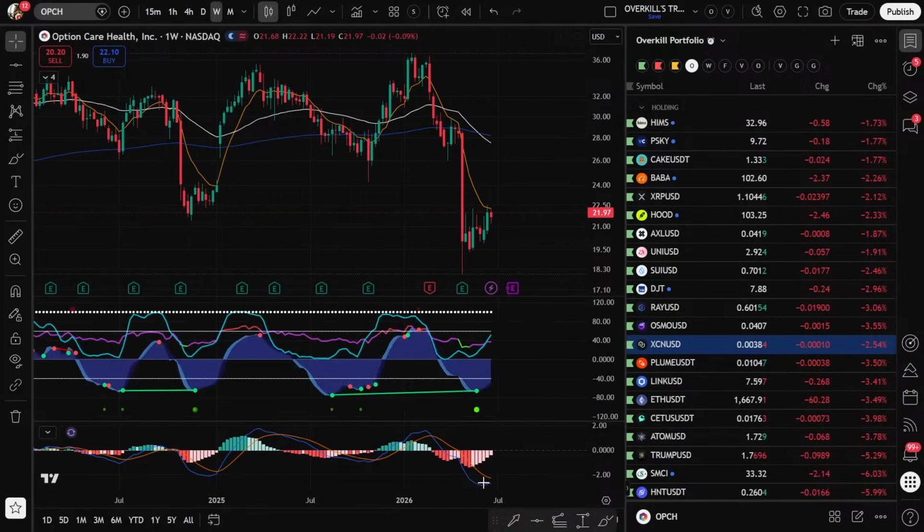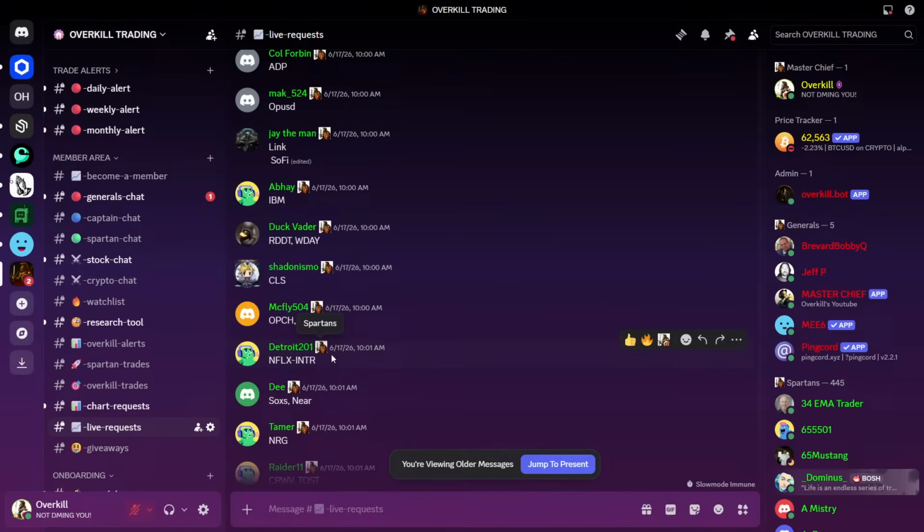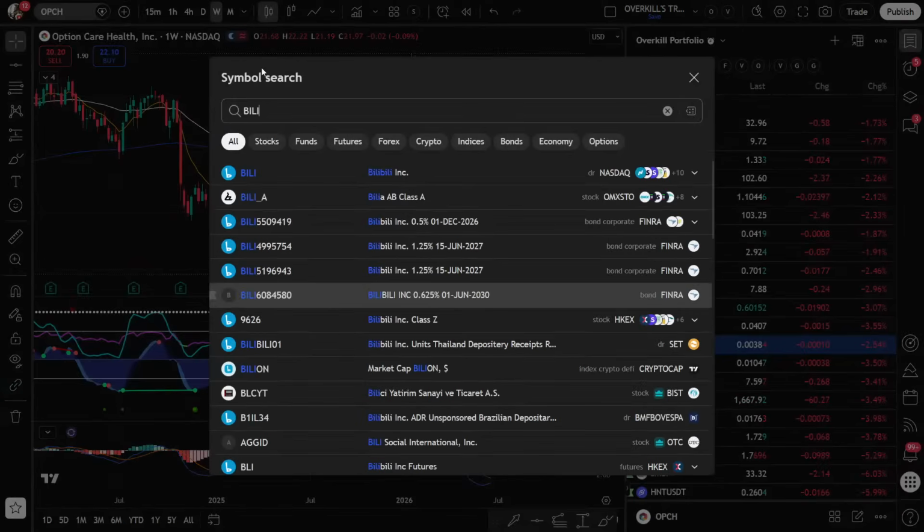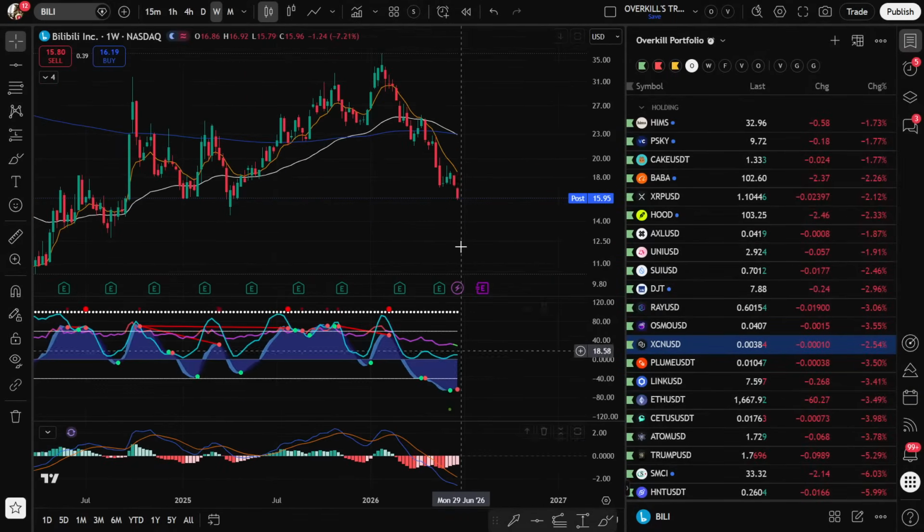Option Healthcare. That looks good. It's got the signal there, so yeah, we'd be a buyer of that name. Billy, B-I-L-I. I think that's another Chinese stock here. Falling off a cliff. Chinese stocks are getting hit really hard. So you got a signal right there at around 16.